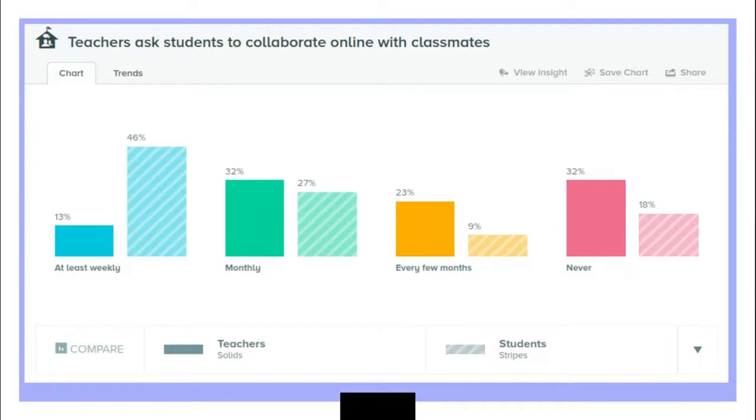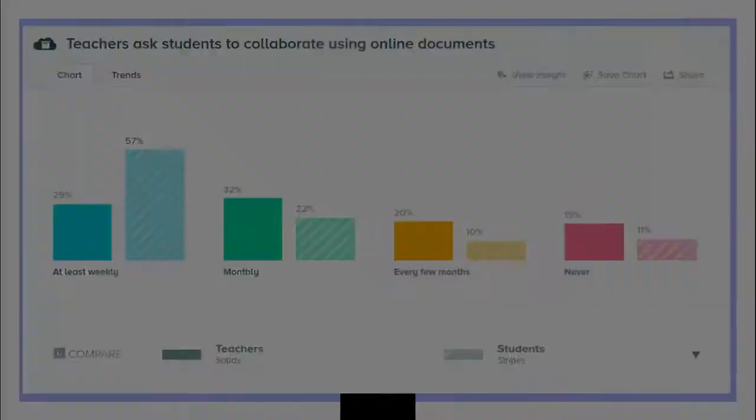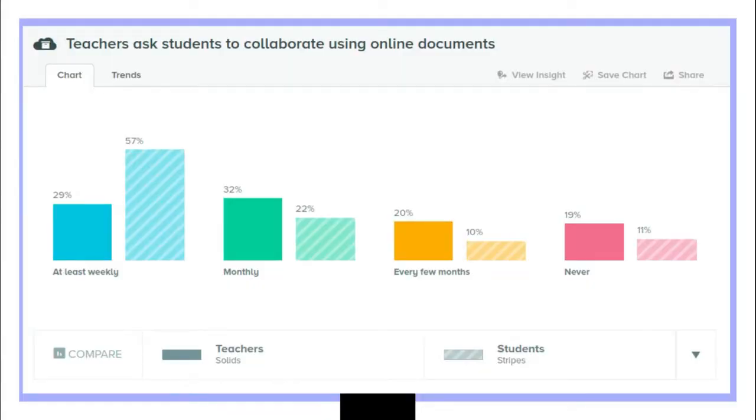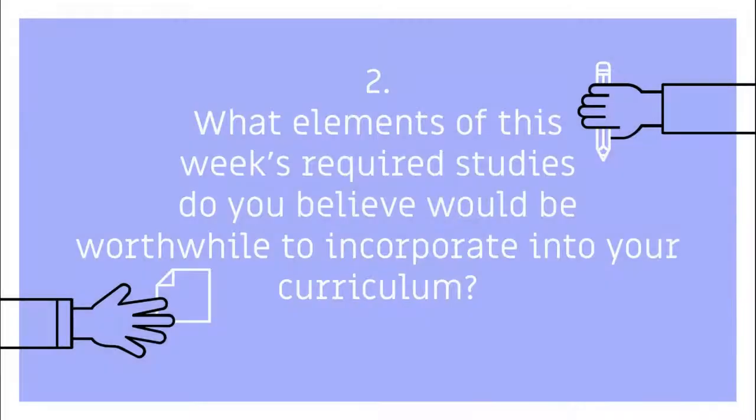Teachers ask students to collaborate online with classmates. The students are collaborating a lot. 46% of the students say they are collaborating, but only 13% of the teachers say they are. So once again, our students are using more technology than our teachers are acknowledging or understand. Teachers ask students to collaborate using online documents, and our students definitely are, and our teachers just aren't understanding that they are sharing those documents and working together.